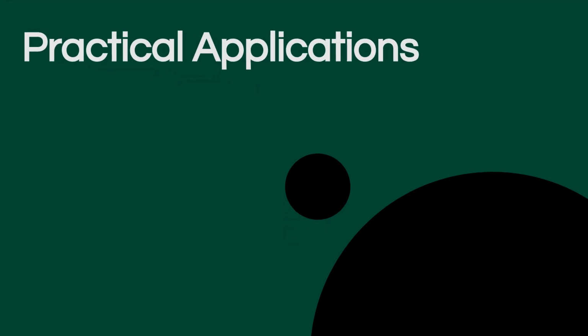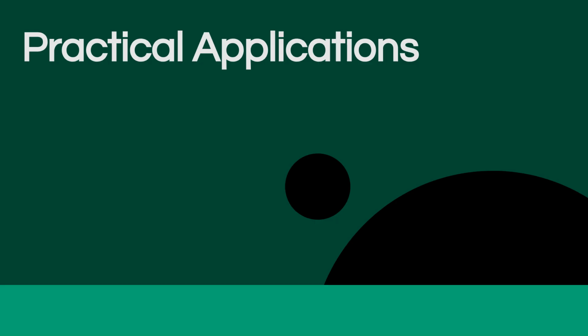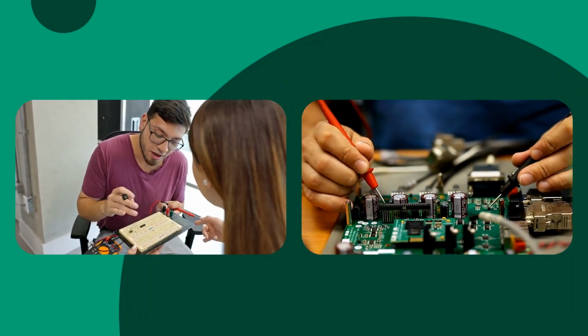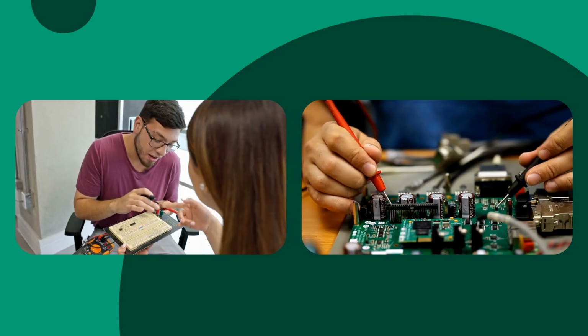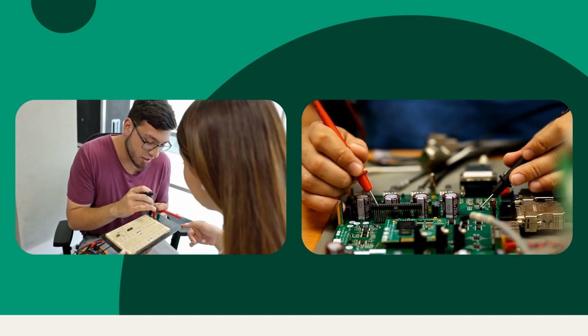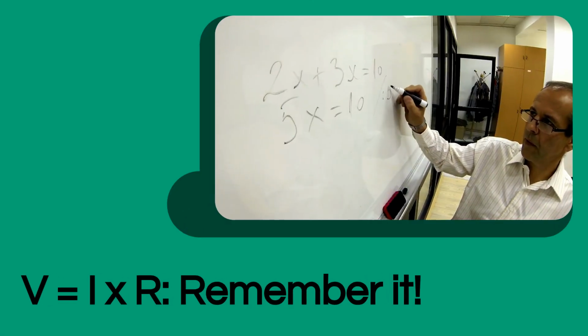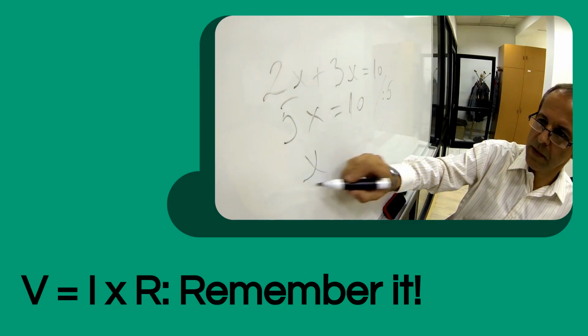Ohm's law isn't just theory. It's used every day by electricians and engineers to design and troubleshoot electric devices. For example, it helps determine the correct resistor size to ensure a circuit doesn't draw too much current, protecting components from damage. So, whether you are trying to understand how a simple LED light works or designing a complex circuit, Ohm's law is essential. Ohm's law, V equals I times R, is the backbone of electrical studies.